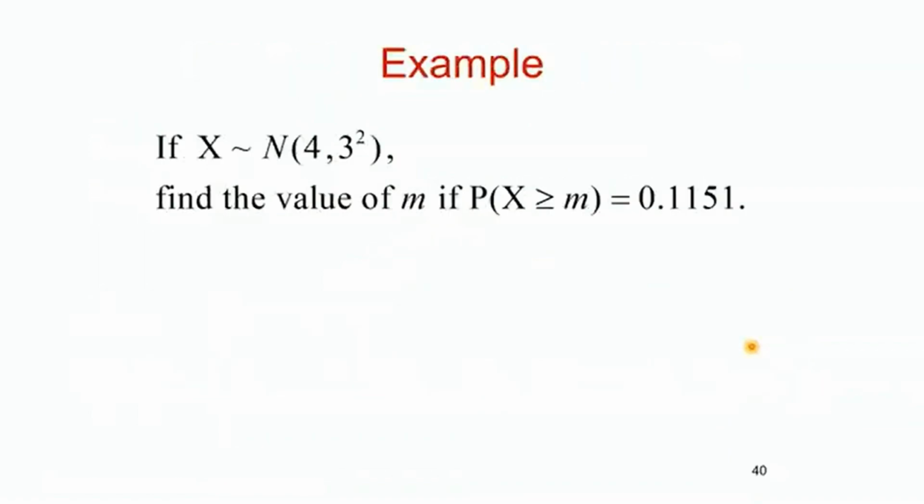Next example: X belongs to the normal distribution with mean 4 and 3 squared as variance. It means the standard deviation is 3. If the probability of X more than or equal to M is equal to 0.1151, find the value of M. So first you need to find the value of Z.